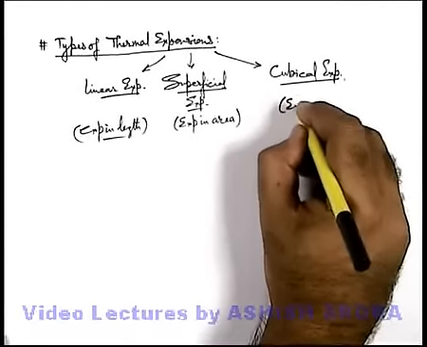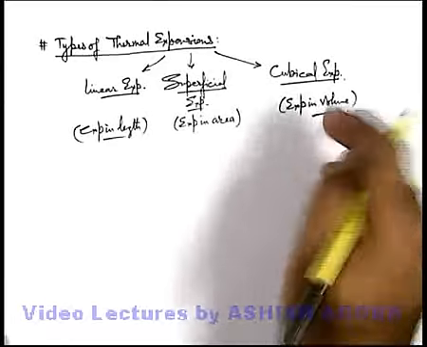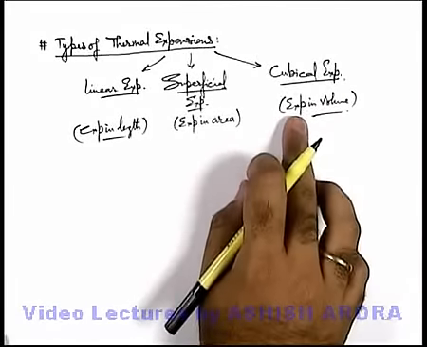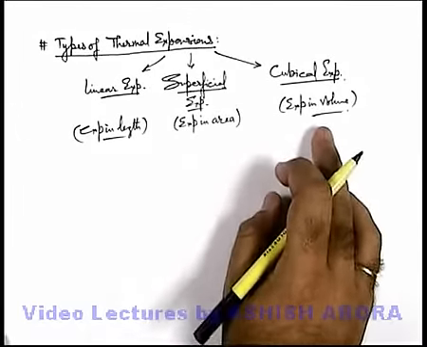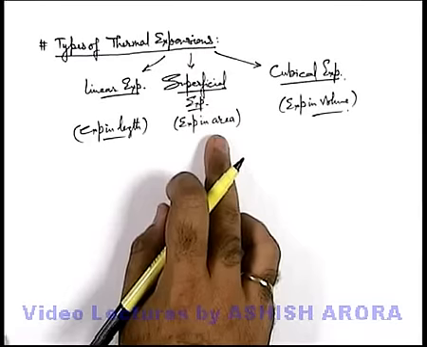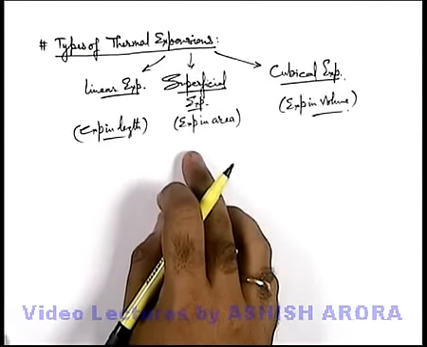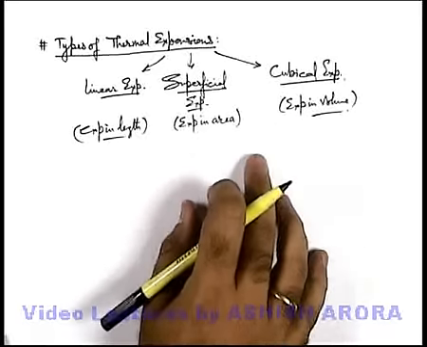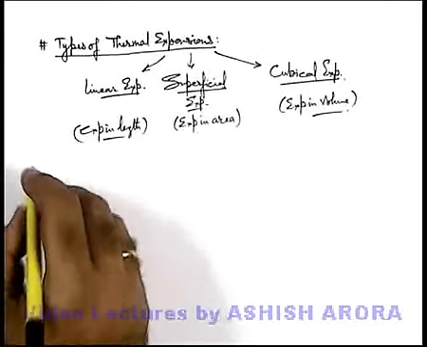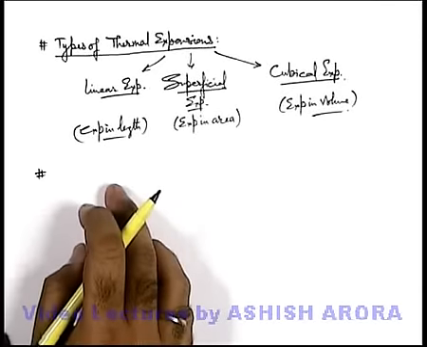Cubical expansion is expansion in volume. On increasing volume, whether a body is a solid or liquid, the cubical expansion always exists. Whereas in case of liquids, we never talk about length or area of a liquid. So generally for liquids, we don't talk about linear and superficial expansions. But for liquid as well as solid, cubical expansion, which is expansion in volume, will always hold. So now we are going to discuss these three different categories of expansions one by one.